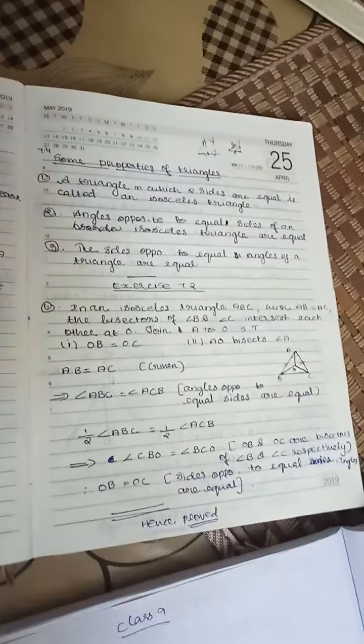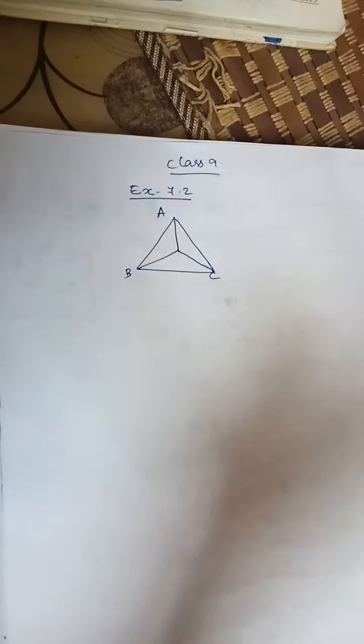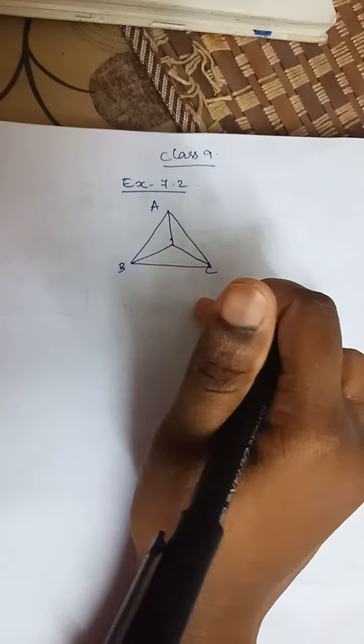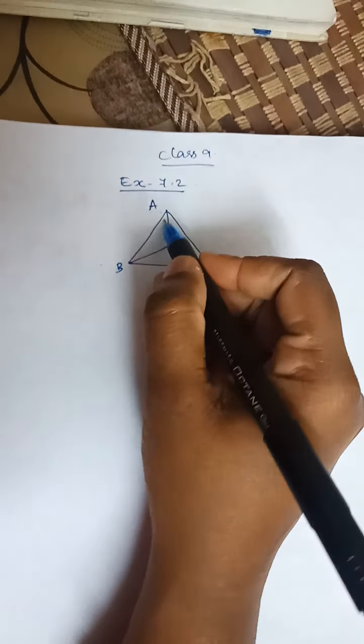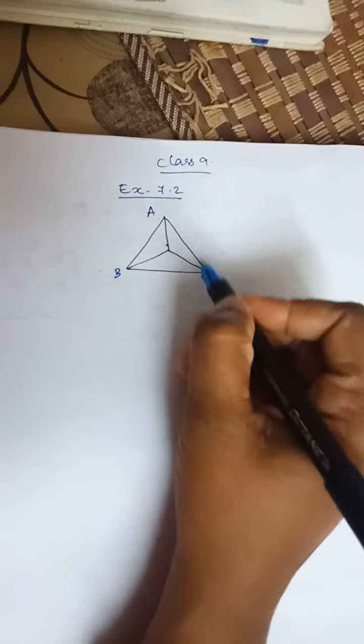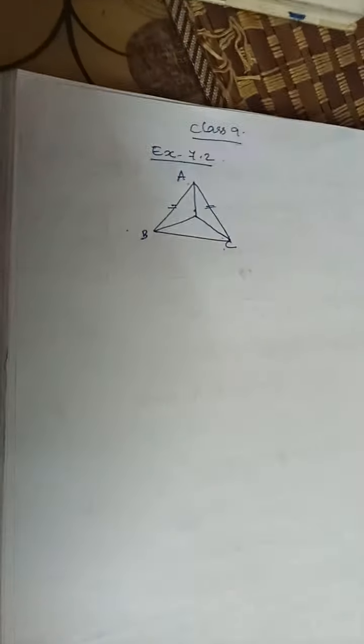Next, exercise 7.2, question number 1. In an isosceles triangle ABC, let me draw the figure. So this is a triangle. In an isosceles triangle ABC, AB is equal to AC. This is given in the question. These two sides are equal.